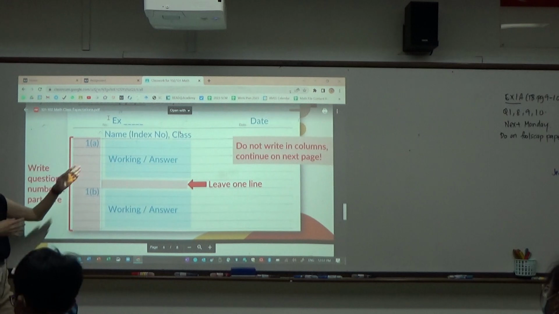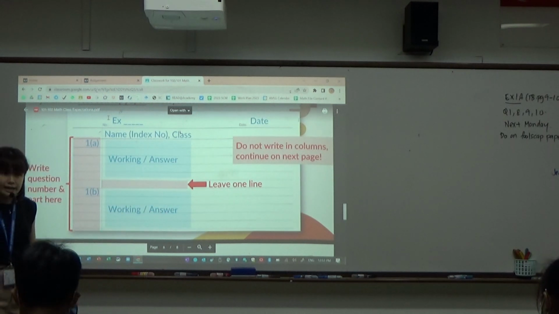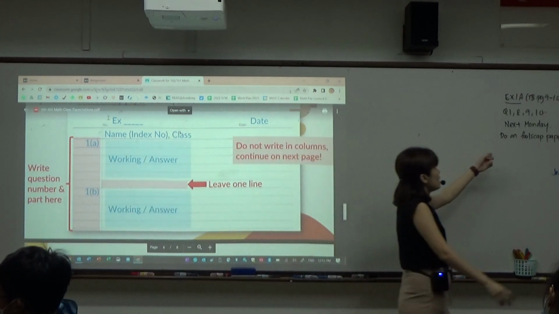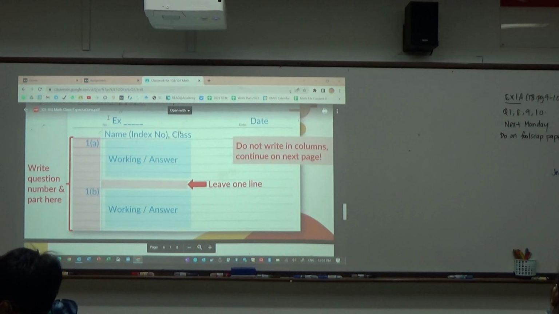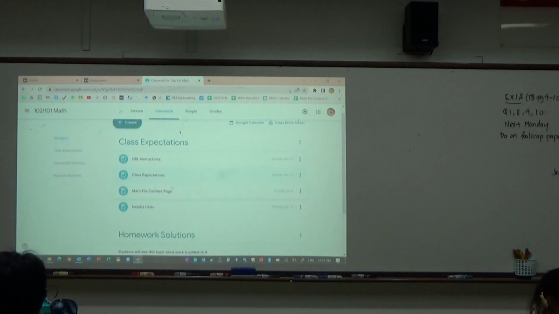Don't write in columns. If there's no space in the first page already, go to second page. On the first collection of homework on Monday itself, I will look at the quality of your homework. Then it's submitted. If you don't know how to do, no need to worry.